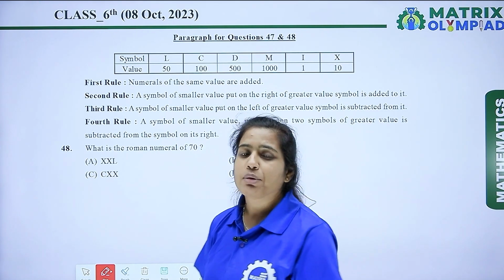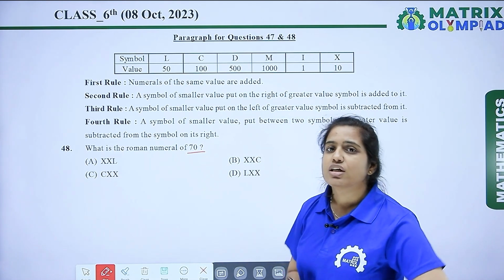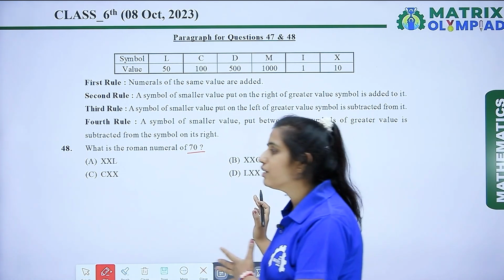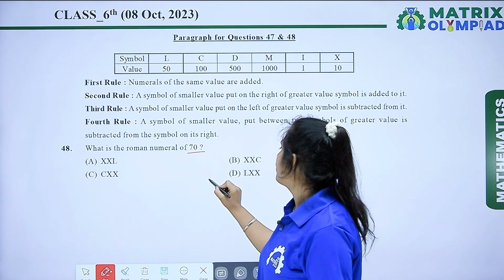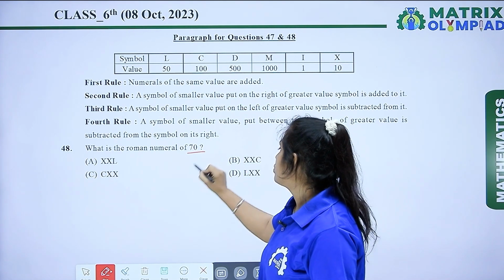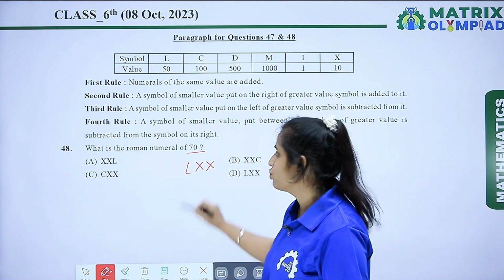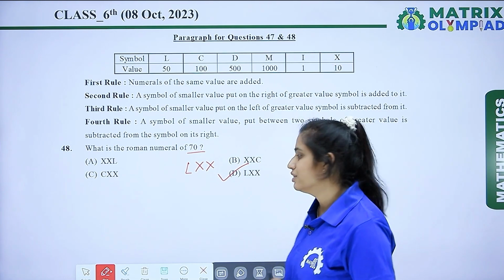Question number 48 में बोला गया है कि आपको रोमन नंबर लिखना है 70 का. The same information is given to you for question number 48 also. Apply it and solve it. So 70 कैसे लिखेंगे हम, 50 को हम लिखते हैं L. So LX is 60 and this is 70. So LXX. So here option D is the correct answer.